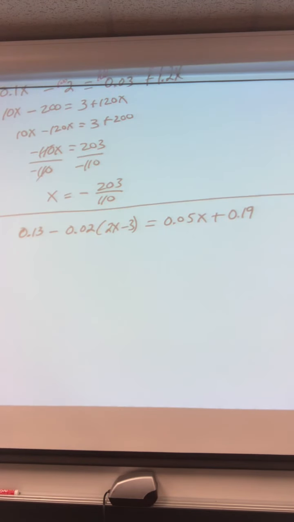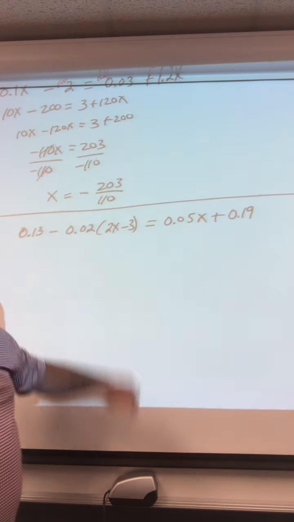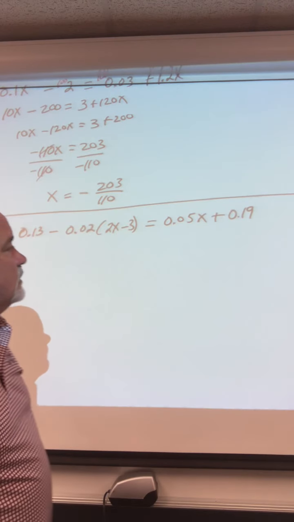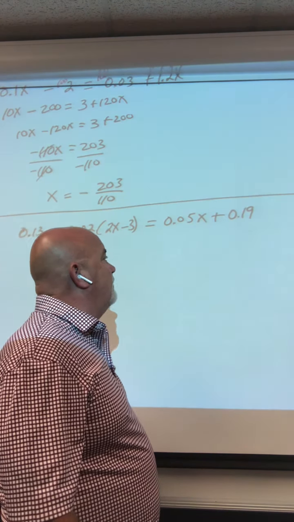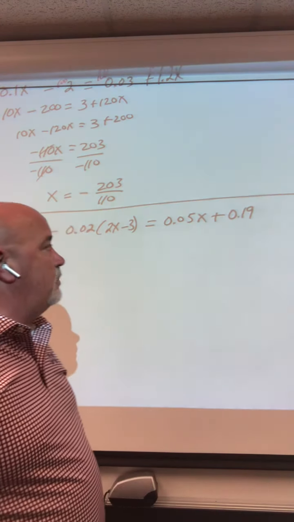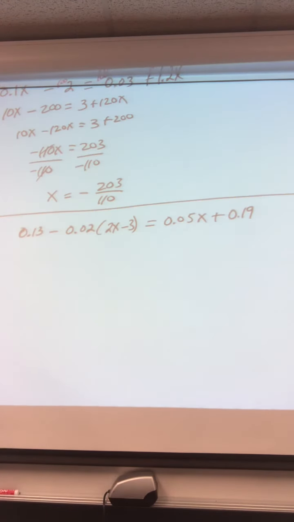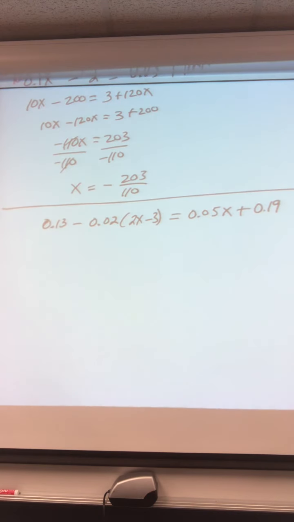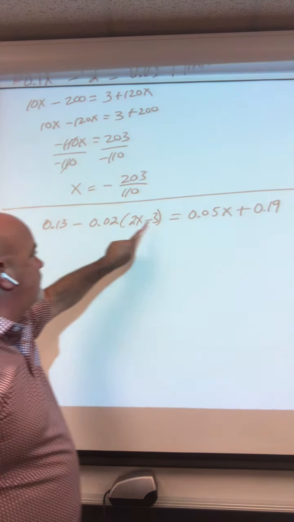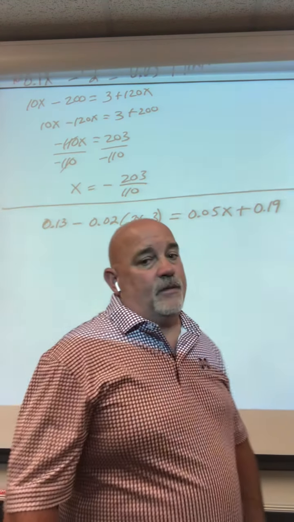So let's look at this one. 0.13 minus 0.02 times 2x minus 3 equals 0.05x plus 0.19. All right. The first thing that I notice in this problem is that all of my decimals are to the 100ths place. So that makes it easy.